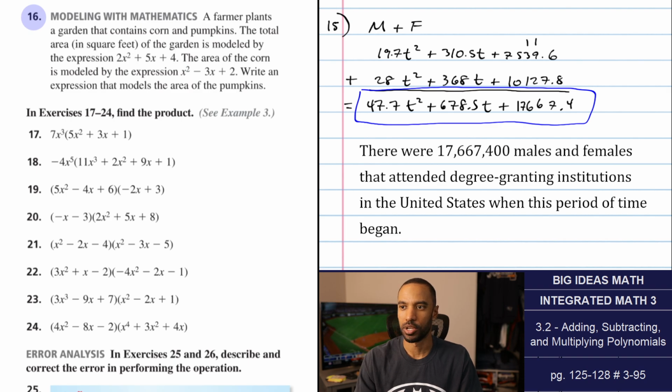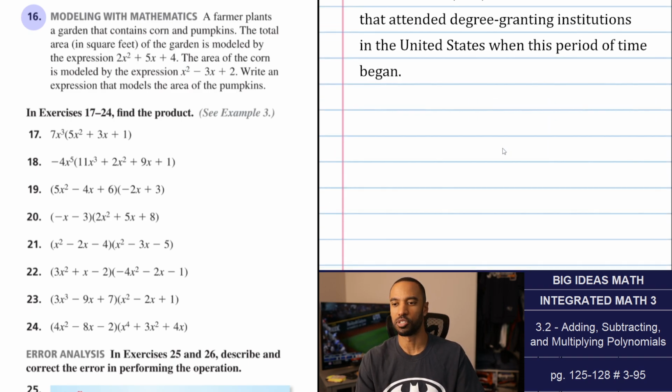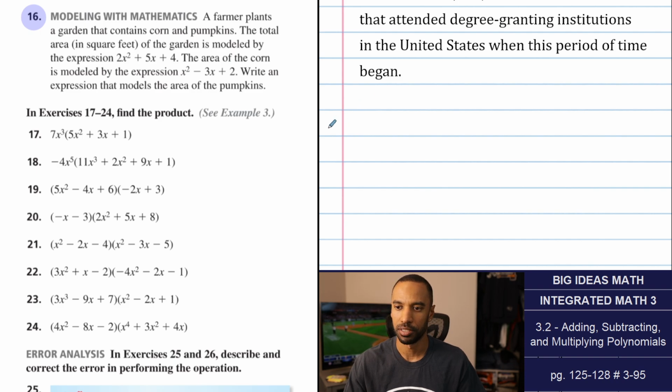Okay, that was a continuation of the addition of things. Let's look at number 16. Maybe this is going to be a subtraction. Oh, that's blue.